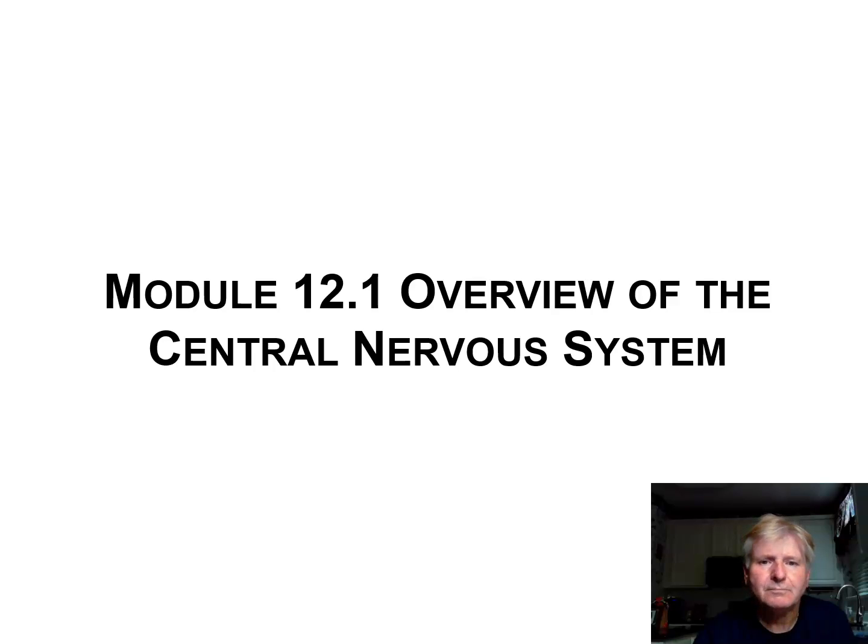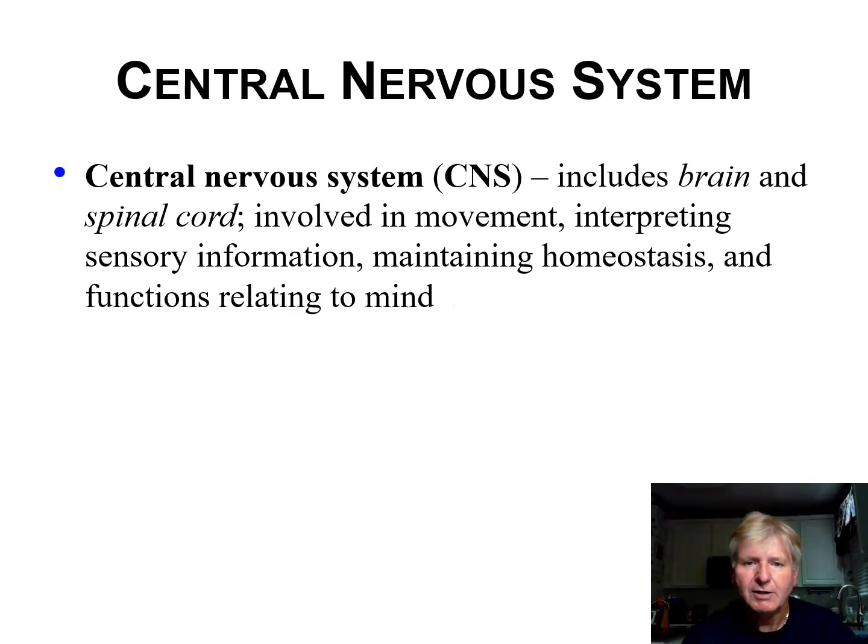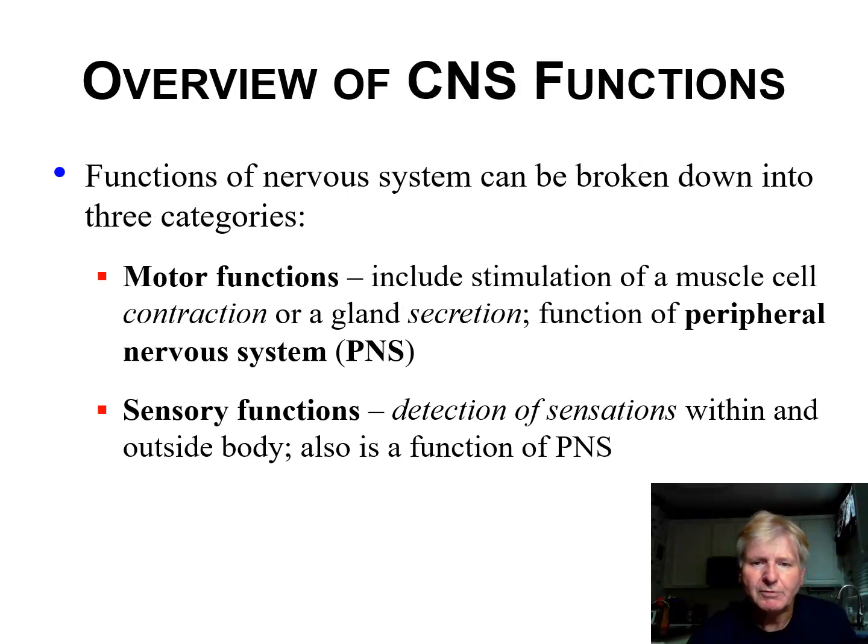Okay. The central nervous system includes the brain and the spinal cord. It's involved in basically movement, interpreting sensory information, as well as maintaining homeostasis and functions that are related to the mind. So these are some of the general functions of the central nervous system. Brain and spinal cord is what we refer to as the central nervous system. So you can break down, you can basically categorize three functions in the central nervous system.